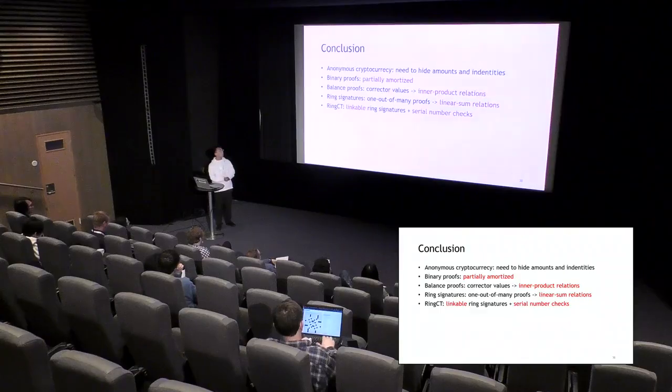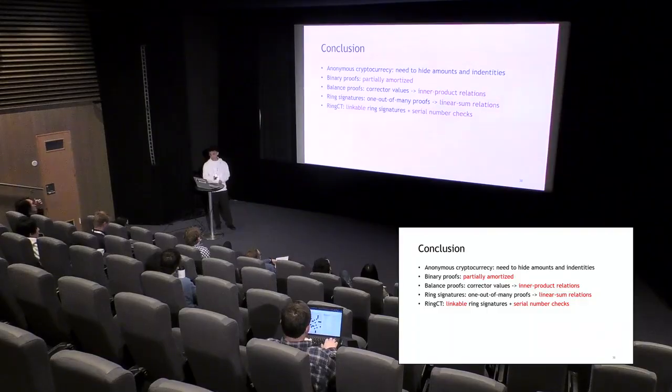To build an anonymous cryptocurrency, we need to hide the amounts and identities. Our first contribution is that the binary proofs are allowed to be partially amortized.